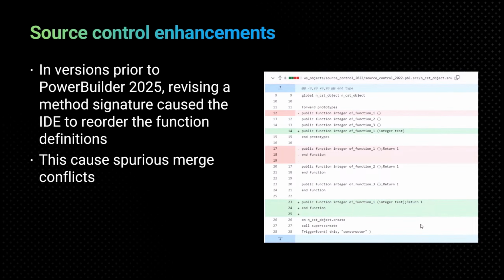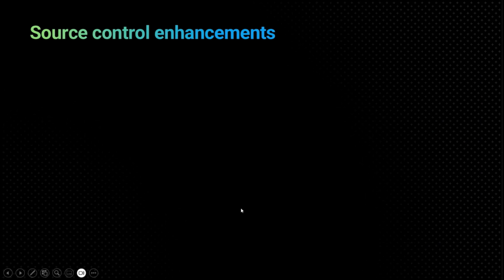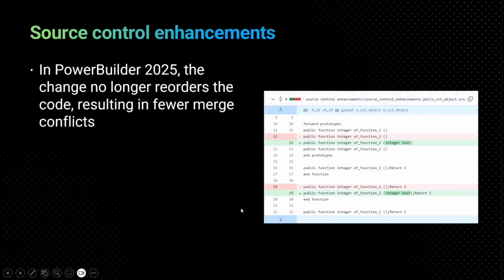It really causes a problem when you're working with other developers and they happen to be working on the same object. This is the way PowerBuilder 2025 handled that change. In this case, I modified function 2. I added the argument. Notice that all that has happened is this line was removed, this line was added. Technically, maybe it's a problem with the diff, but it didn't even really need to do that. I just needed to show that the argument was added. And same thing down here.